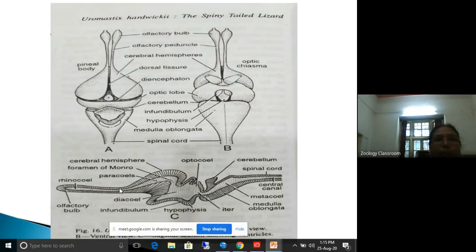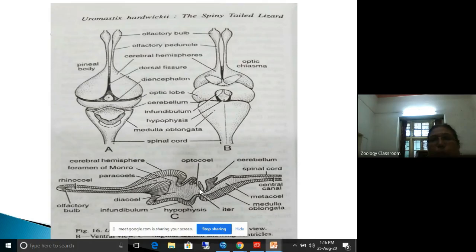Then the cerebral hemisphere cavity is the paracele or lateral ventricle. These together unite to form the foramen of Monro. Then the diencephalon cavity is the diocele, and the optic lobes cavity is the optocele. A narrow canal is called the iter, and this joins to the metacele, the medulla oblongata's cavity. So this is the cavity containing cerebrospinal fluid.